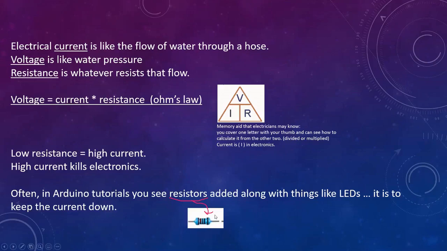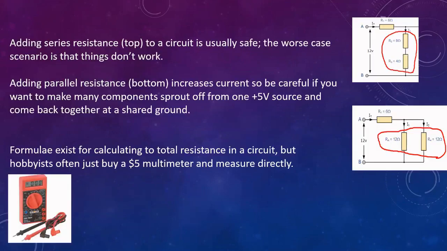In general, you don't need to worry too much about calculating this stuff out, but you do need to have a couple of rules of thumb associated with resistance. The two that are most important, and I'm going to throw two more vocab words at you. If you add elements of a circuit that are resistive, so you add resistance in series, that means end to end.